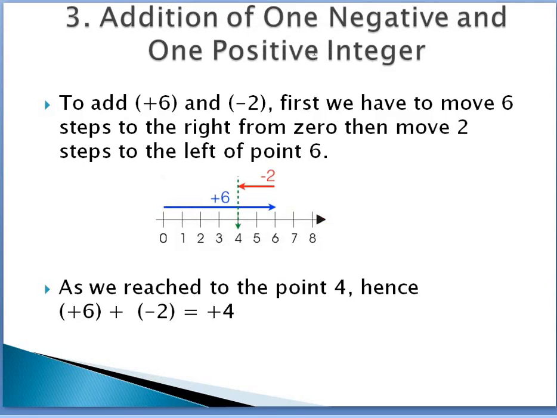Suppose one negative and one positive: plus 6 minus 2. From 0, plus 6 means go to the right 6 places. Minus 2 means come to the left 2 places. Where did you arrive? At 4. So plus 6 plus minus 2 is plus 4. This is the same as what you learned when adding one positive and one negative: you subtract them and put the sign of the bigger number. Here 6 is bigger, so plus.